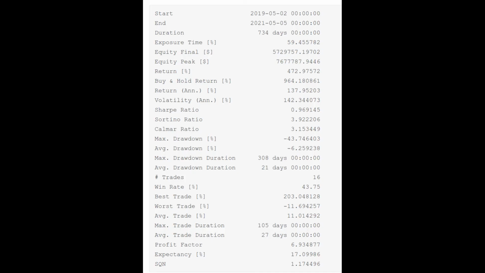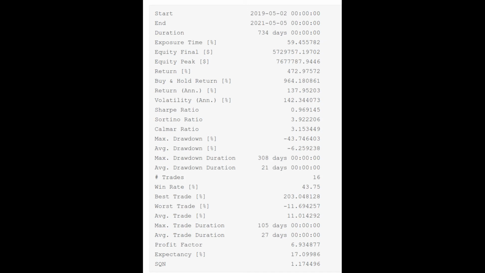These are the results for N1 equals 10 and N2 equals 20. The chart looks like this. We made 16 trades and had a win rate of 43%. We also had a maximum drawdown of 43% and our average drawdown was 6%.